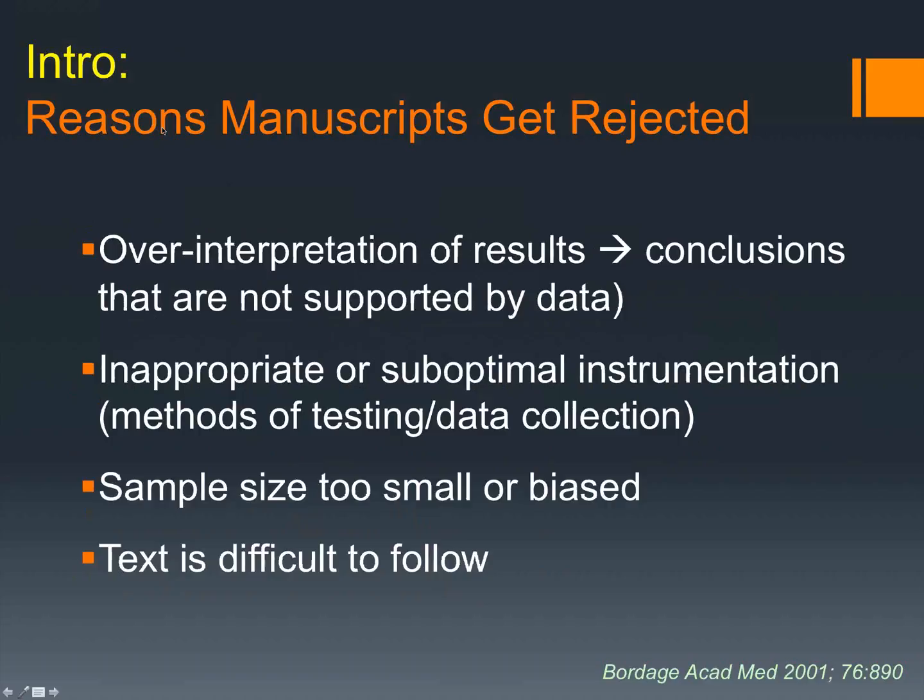Other reasons why manuscripts get the bump is trying to oversell the results, trying to squeeze more out of the data than is really there, overinterpreting, trying to read significance in results where the sample sizes may be so small that even though you got a p-value, 1 or 2 additional patients might rock the boat or seesaw it in the other direction.